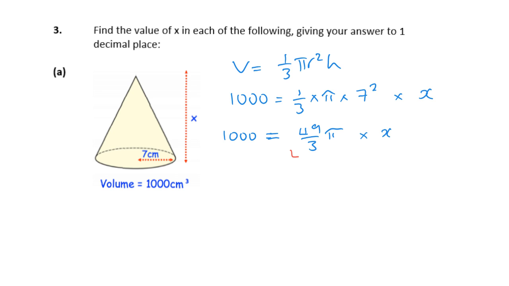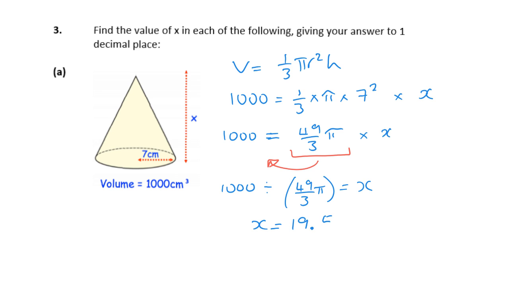We want to bring this across to the other side, and when we're bringing it across, it'll be a divide by 49/3 pi. So 1000 divided by that gives us 19.48. So 19.5 to 1 decimal place. It's a length, so our units are centimeters.